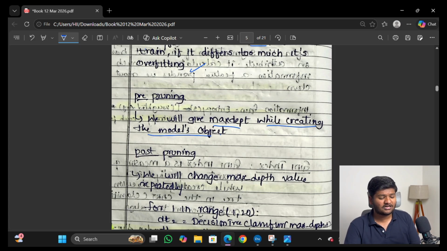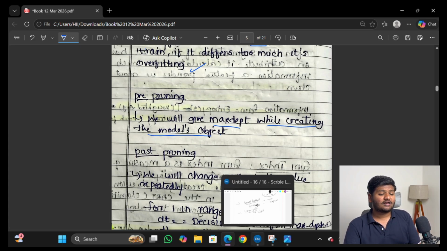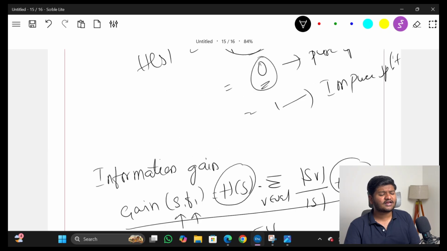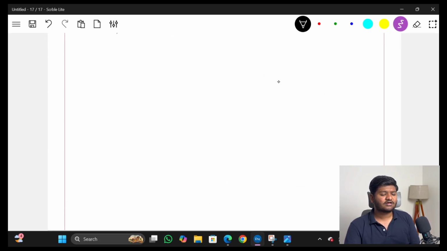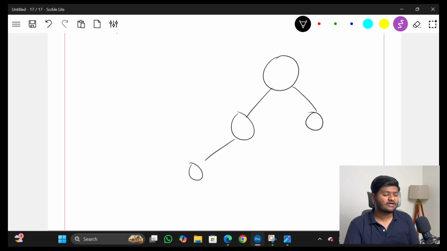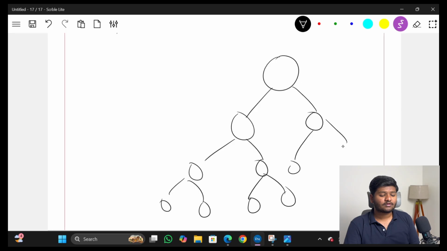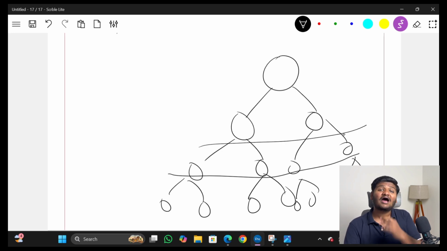What does it mean? I'll show you. See, you have 100 categories. This is my 1, 2. Again, this would have more things. Now I need to decide how much depth I need to go. Shall I go till here, or shall I go till here? How much depth I need to go? I need to decide it.